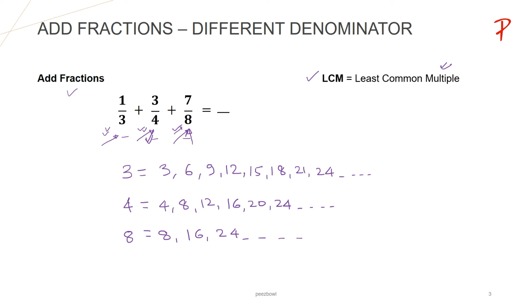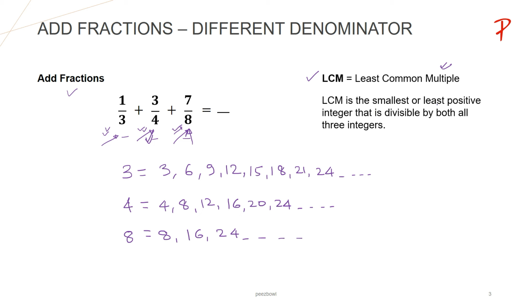Now the LCM is going to be the smallest or least positive integer that is divisible by all three integers. That is, the least common multiple is the smallest positive integer that is divisible by 3, 4, and 8. As you can see here, 24 is common in all three. So 24 is a common multiple of 3, 4, and 8, and the LCM of 3, 4, and 8 is going to be 24.